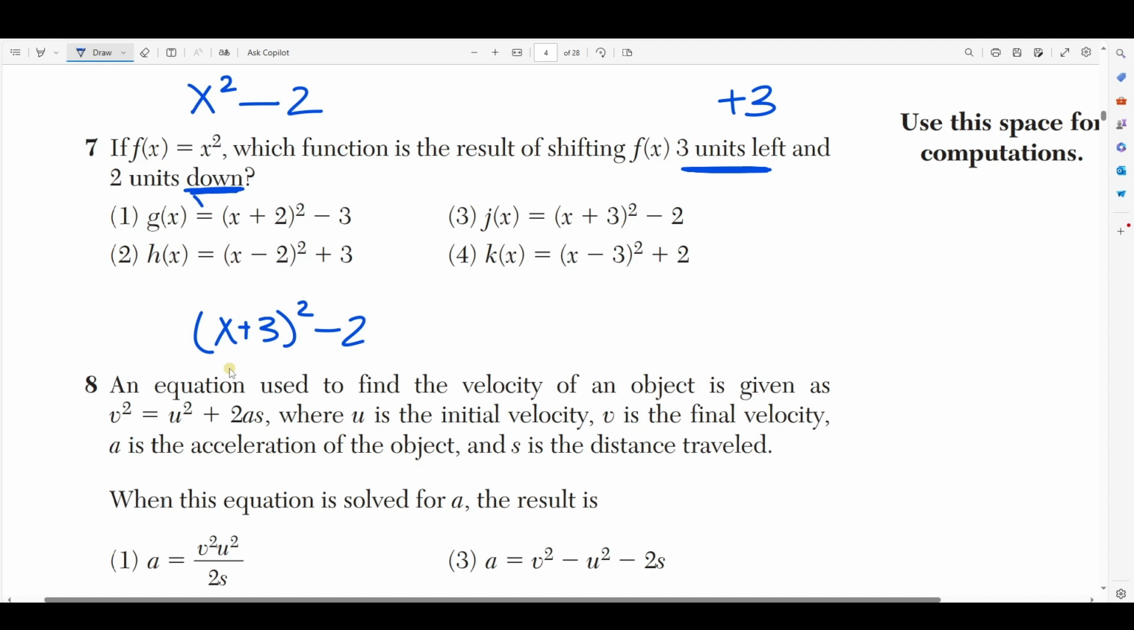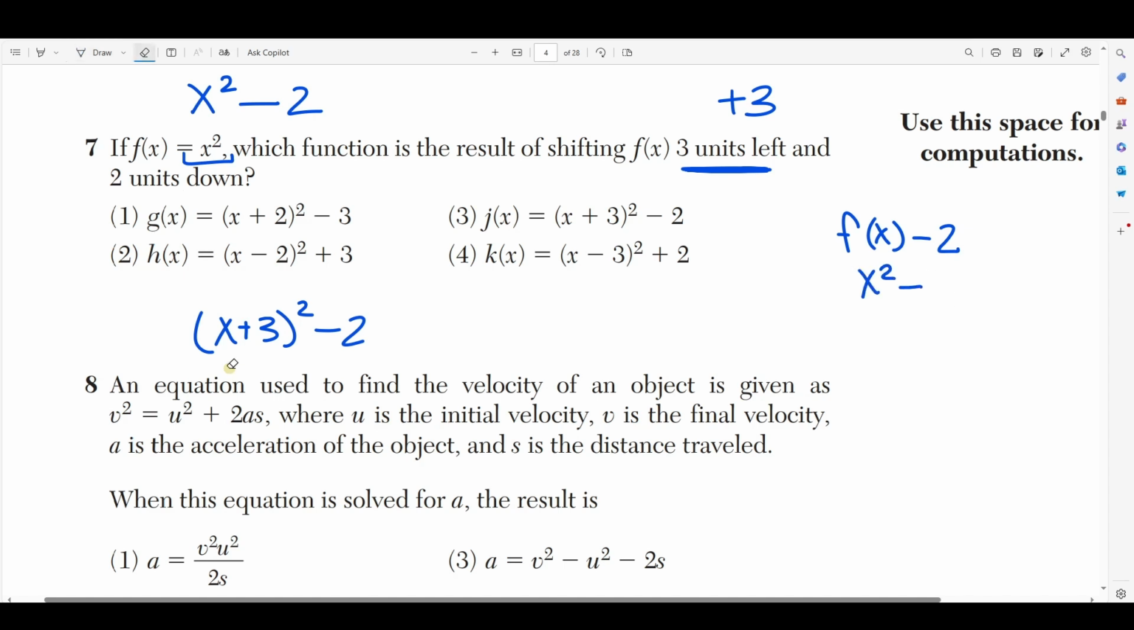So when you're shifting something up or down, you're subtracting from f of x. When you're shifting something left or right, you're adding to x, right? For example, if I want to shift f of x 3 units down, I do f of x minus 3. And f of x is equal to x squared, so we just plug in x squared minus 3.